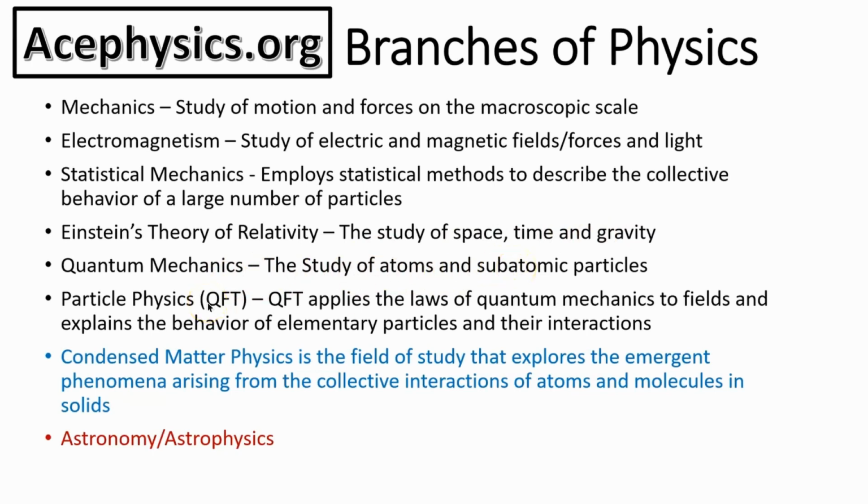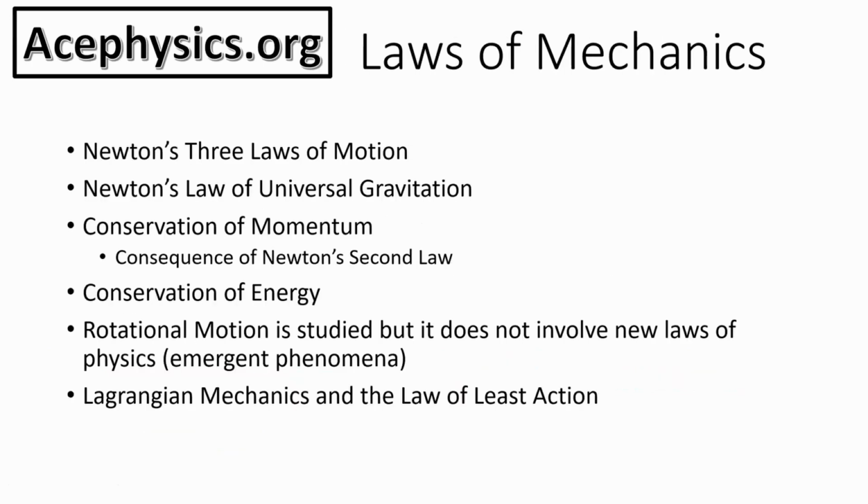Particle physics, which comes from quantum field theory, QFT. Quantum field theory applies the laws of quantum mechanics to fields and explains the behavior of elementary particles and their interactions. Condensed matter physics is a branch of physics. It's a field of study that explores the emergent phenomena arising from the collective interaction of atoms and molecules in a solid. Astronomy and astrophysics study space and everything that happens out there. I'm going to discuss briefly the laws for each one of the branches of physics.